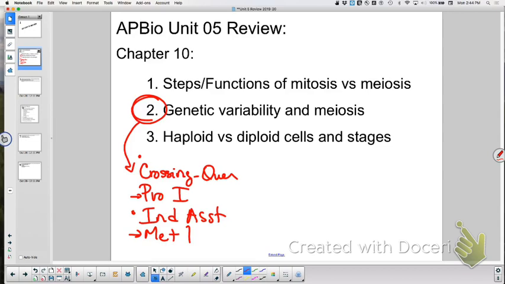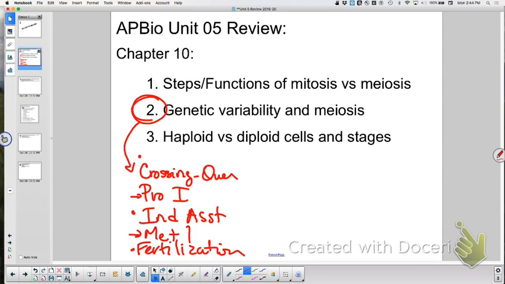Okay, what's your third? Fertilization. Now, fertilization is not technically any part of meiosis, but due to meiosis and forming haploid cells, you have to join 2 haploids together to form a diploid zygote. You don't know what sperm is going to get together with what egg.